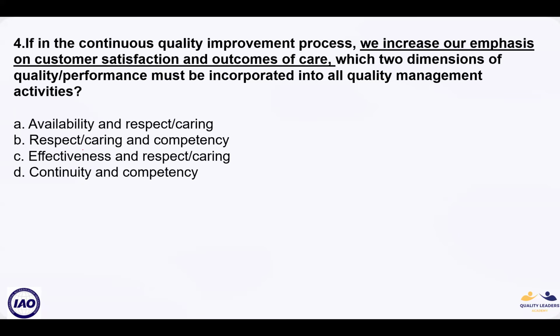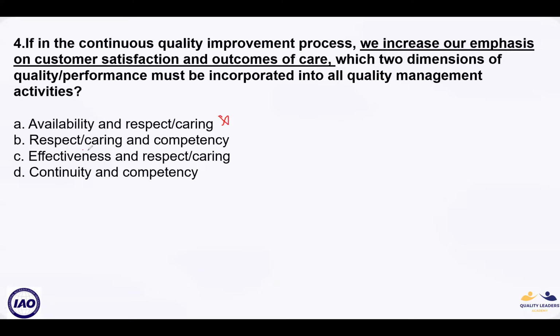That is outcome. Okay. So here, one is talking about customer satisfaction, which is perceptive. One is talking about objective outcomes. Now, these two are the keywords of this particular question. Option A, availability and respect or caring. Here, availability means access to the resources. It doesn't directly have any impact on satisfaction or outcomes. Though respect and caring do link to customer satisfaction, availability doesn't talk about outcomes, right? So option A is not valid.